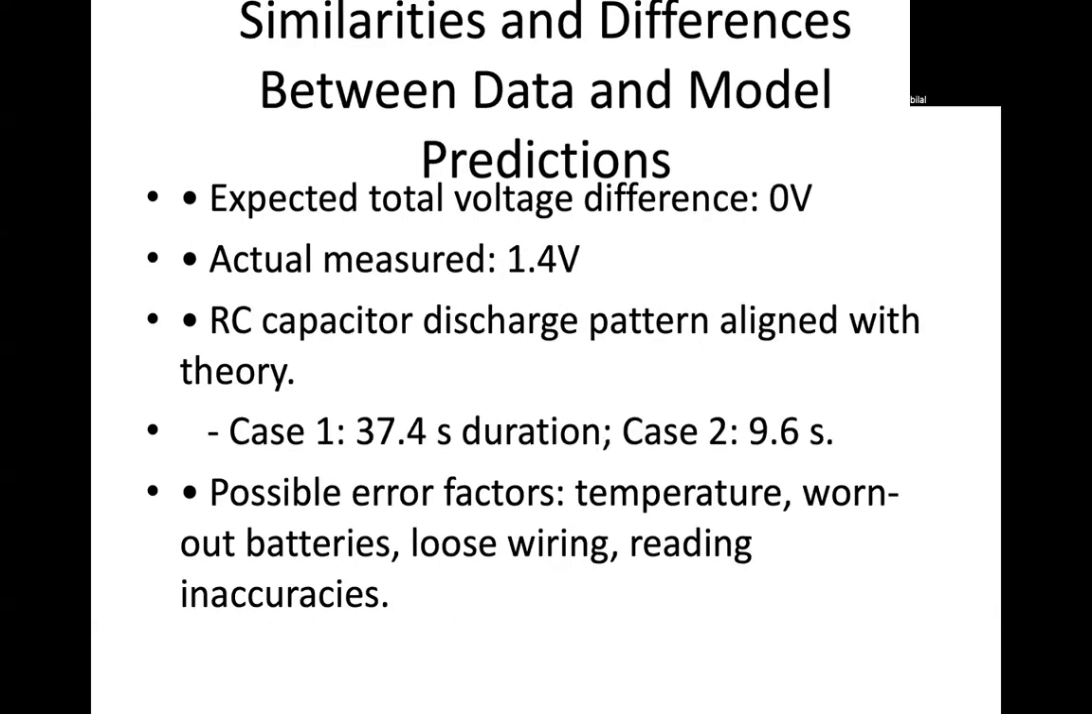Comparing our data with the theoretical model, we expected a total voltage difference of 0 volts, but we actually measured 1.44 volts. The capacitor's discharge behavior matched our expectations. It started bright and then dimmed as time went on. The observed discharge times ranged from about 37 seconds in one trial to 9.6 seconds in another. Small variations were likely caused by temperature, loose wires, inaccurate readings, or battery wear.